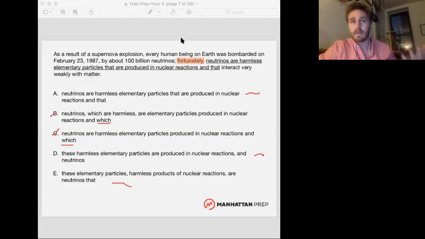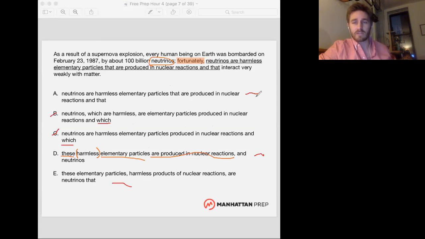We're fine, right? But if we look at some of these sentences, D says that these elementary particles are produced in nuclear reactions. Now, it describes them as harmless. But the meaning the computer gets is: fortunately, these particles are produced in nuclear reactions. Rupneen, I think it's pretty clear that these harmless particles refers to the neutrinos. I think a computer knows that, and I know that based on context. The problem is that it's not fortunate that these particles are produced in nuclear reactions. It's fortunate that the particles are harmless. But this says they are produced in nuclear reactions.